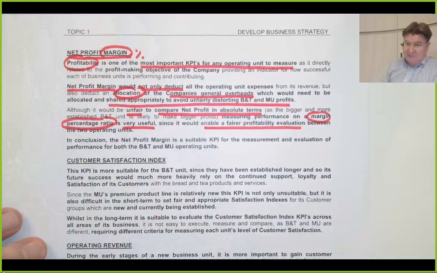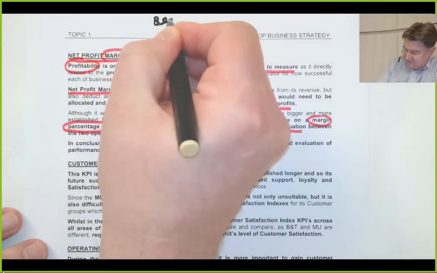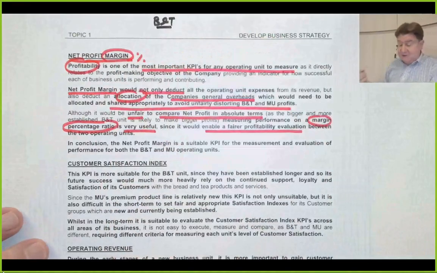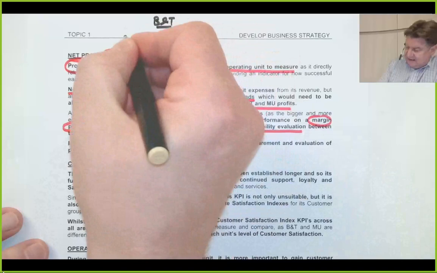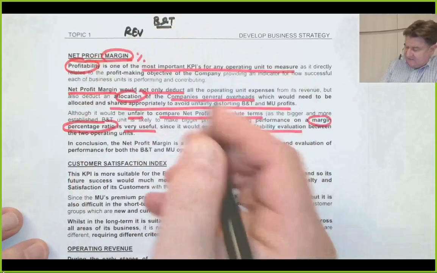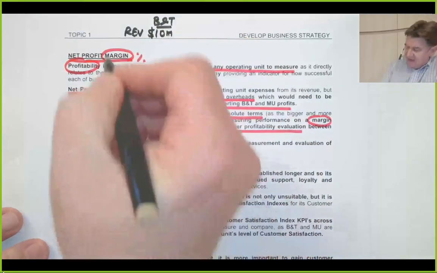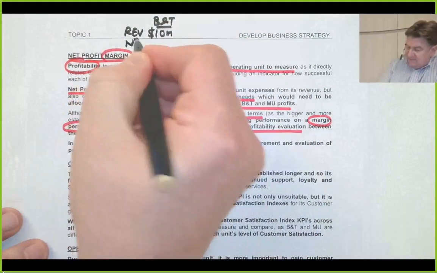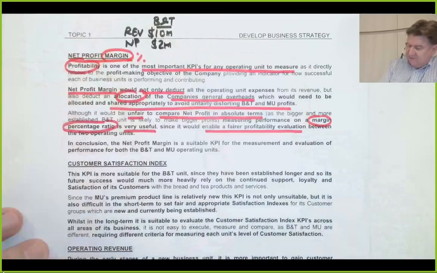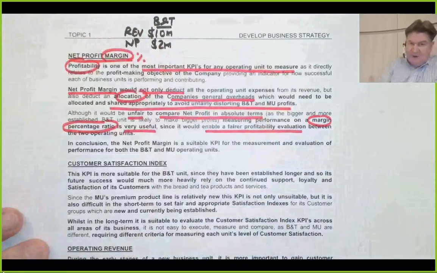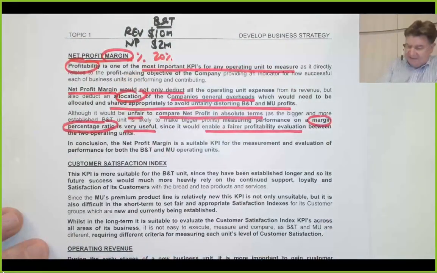Let me give you an example of what I mean, because sometimes students ask me what exactly we mean by that. Let's put some simple numbers together. For example, let's say the bread and tea unit is generating revenue of 10 million. Let's also say their net profit is 2 million. So we could calculate their net profit margin, and let's say they would be achieving 20%.